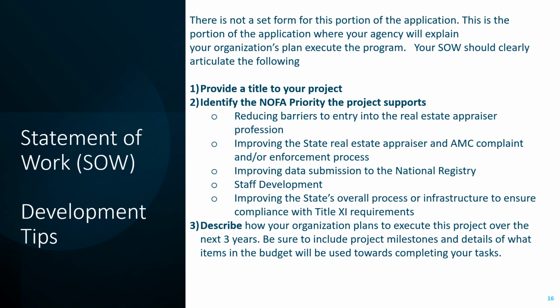So your statement of work should, when you list that project, just identify the priority that that project supports. And lastly, describe how you plan to execute that project over the next 3 years. Be sure to include milestones and details of what items of the budget support that project.